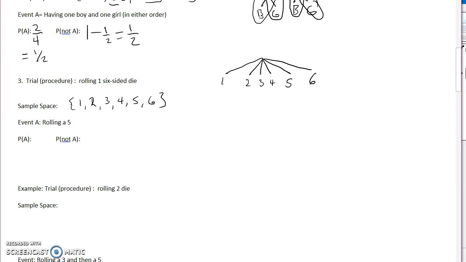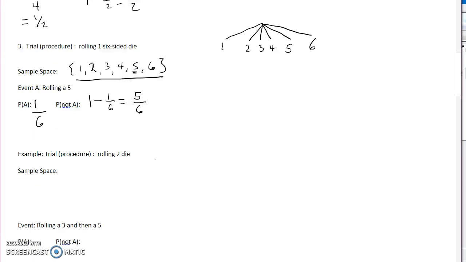We're going to define event A as rolling a 5. We can see there is one 5 in that list of possibilities. Out of how many total possibilities do I have in my sample space? 6. So the probability of rolling a 5 is 1 out of 6. What's the probability that I don't roll a 5? Well, that's 1 minus that, which is 5 out of 6.